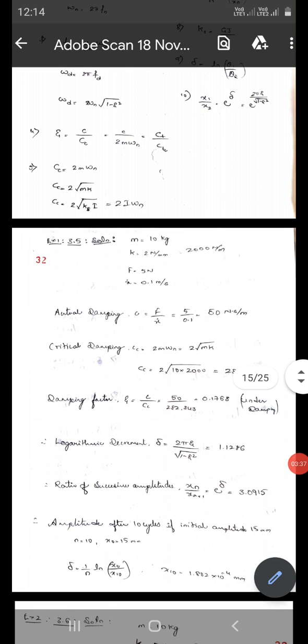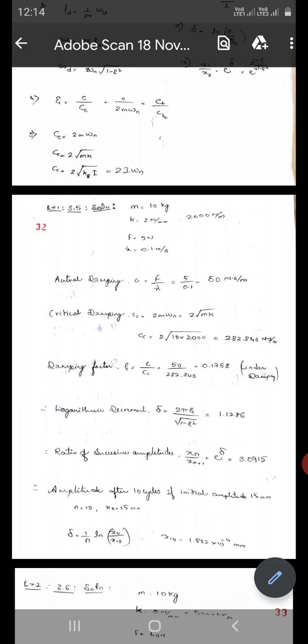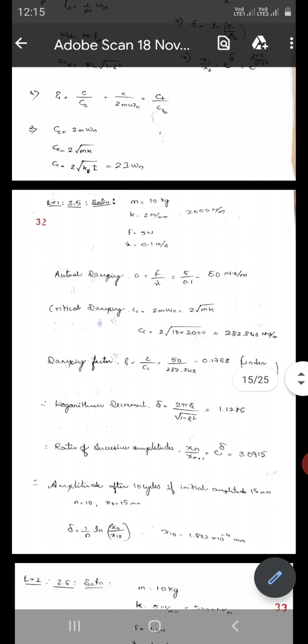Example 1, 3.5. A mass of 10 kg is suspended by a spring of 2 Newton per mm stiffness and has a damping force of 5 Newton at a unit velocity of 0.1 meters per second. Determine the damping factor, logarithmic decrement, ratio of successive amplitudes, and amplitude after 10 cycles if the initial amplitude is 15 mm. So given m is 10 kg, stiffness of spring k equals 2 Newton per mm, or 2000 Newton per meter after converting, damping force F is 5 Newton, and velocity x dot is 0.1 meters per second.